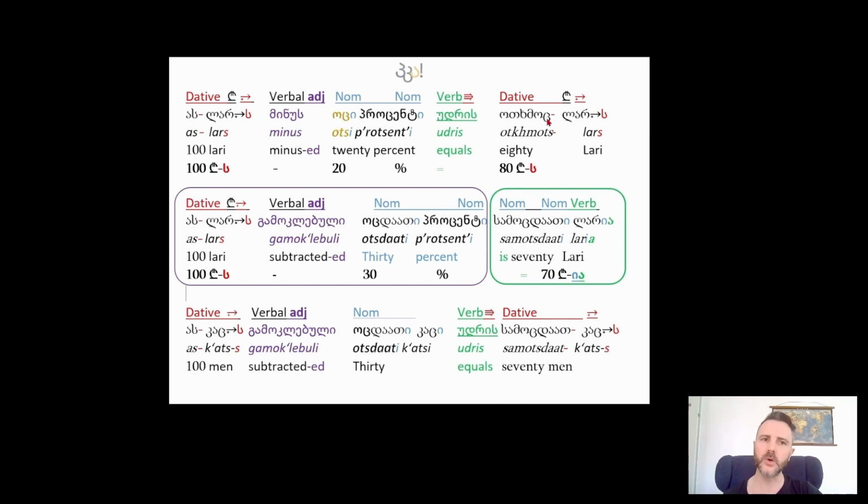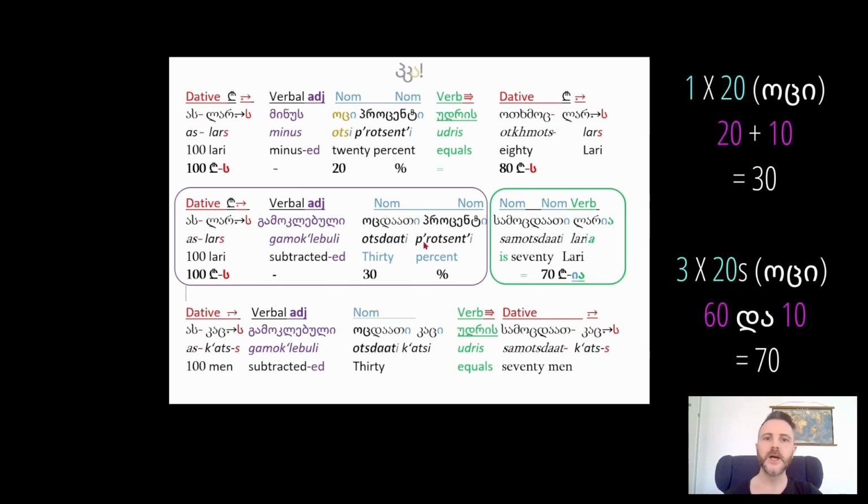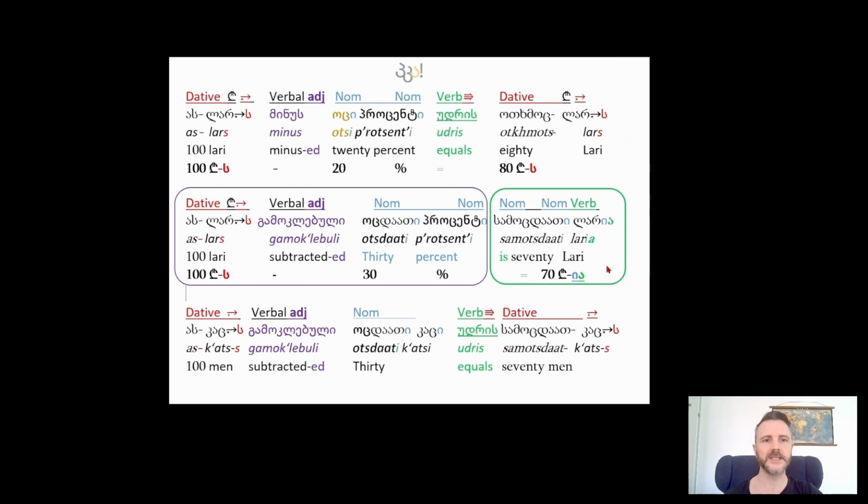80% udris 80 lars. In this case, aslars გამოკლებული 80% samotstati laria. Here we're using the verb to be. Aslars გამოკლებული 80, 30, because that's simply 20 plus 10, percent, samotstati laria, shown here symbolically. These will be the most complicated questions that we have done today, but please take into account all of the variables. You can really decide which of the two you find easier.